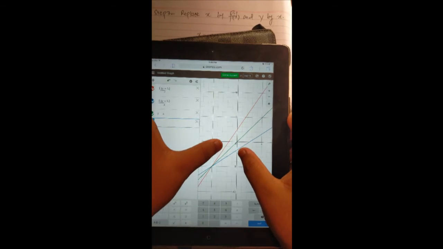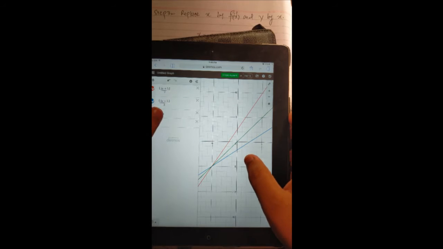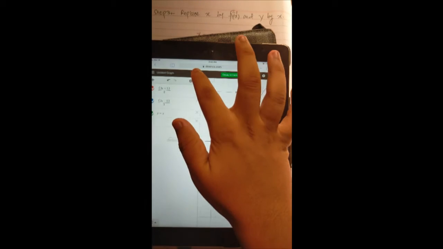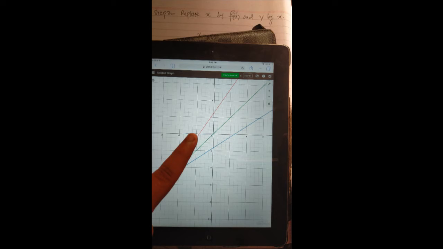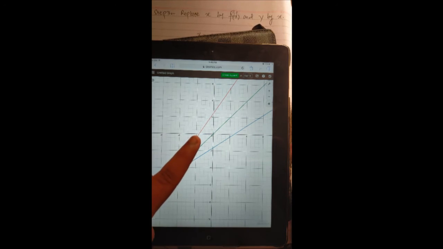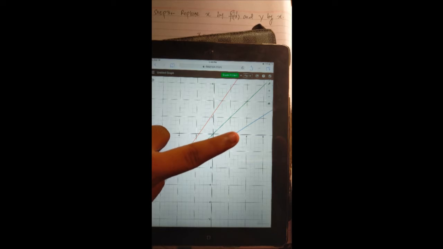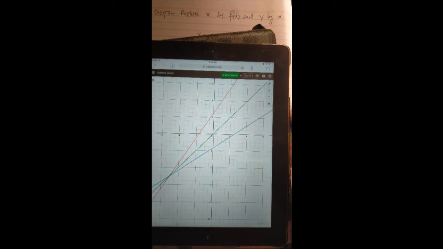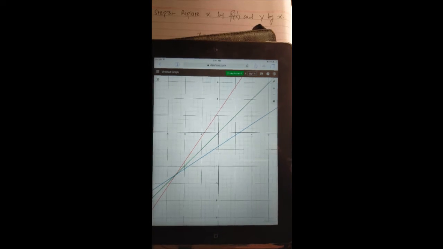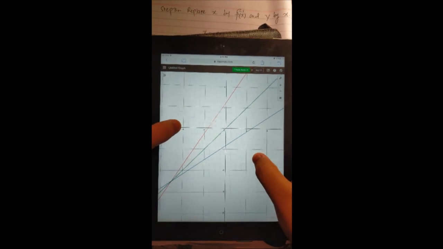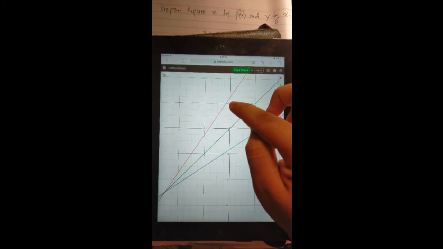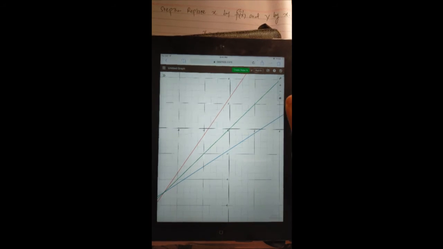So you can clearly see now that this red line is the f of x graph. This is the mirror line. When we reflect this line about the mirror line, this line is formed. This is the f inverse of x line. You can clearly see how these are mirror images of each other.